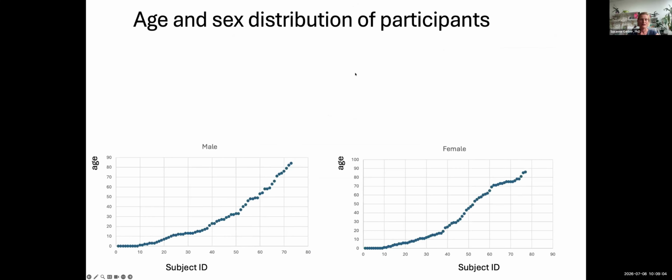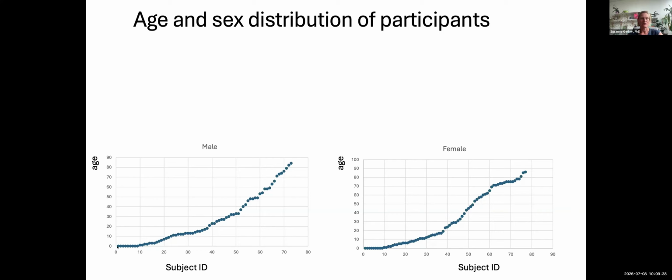Maybe I just switch to the next slide to show a bit more detail. So what you can see here is the age and the sex distribution. These are all the males, these are all the females, each dot is one subject, and what you can see is that we have very nicely recruited. For example, in each and every age bin, we have recruited a high density of subjects.